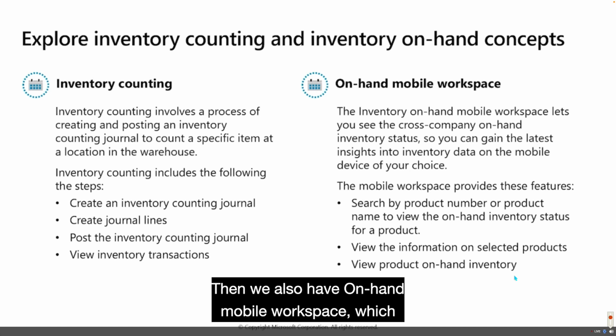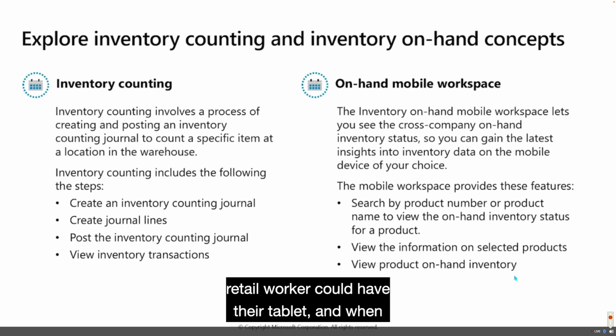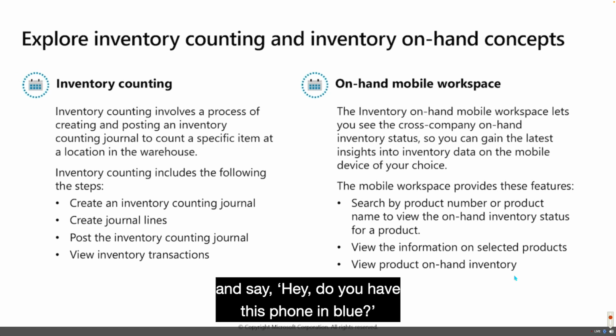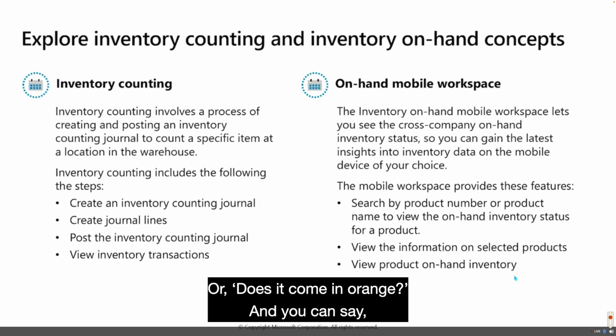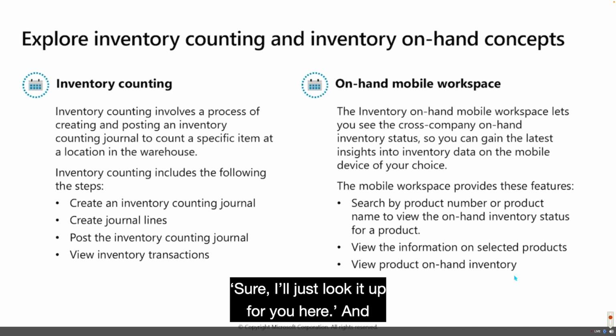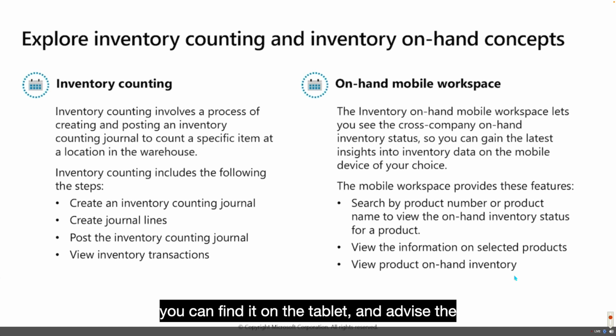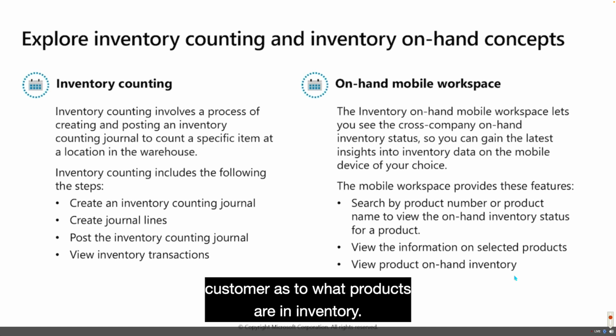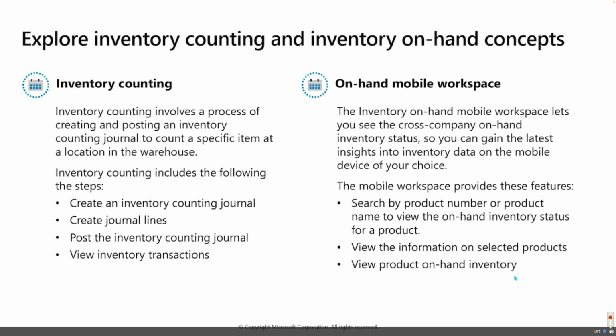Then we also have on-hand mobile workspace, which means that in a retail shop, for example, the retail worker could have their tablet, and when it's installed, a customer can come up to them and say, oh, hey, do you have this phone in blue? Or does it come in orange? And you can say, sure, I'll just look it up for you here. You can find it on the tablet and advise the customer as to what products are in inventory.